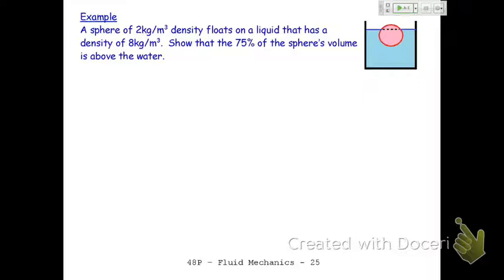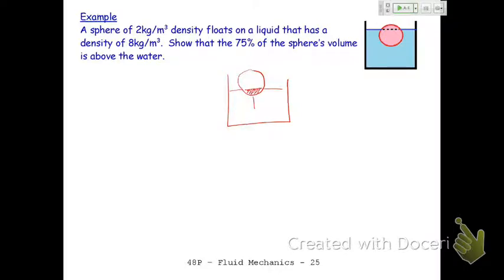A sphere of 2 kilograms per cubic meter density floats on a liquid that has a density of that. Show that 75% of the object is above the water. Let's go through it. Let's draw it in its final situation. So here's the fluid, and 75% is above the water. I did a generic diagram here, but let's be a bit more realistic. It looks more like that. That's what it's saying. And here is my displaced fluid volume.